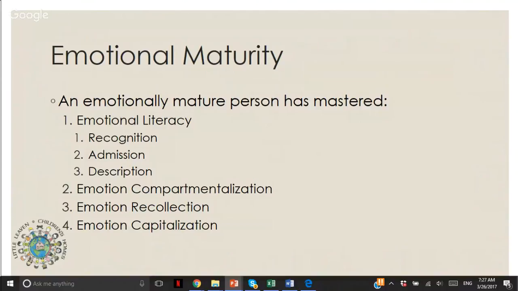There are 3 parts to being emotionally literate. First, recognizing the emotion. Second is admitting the emotion, because it's a whole different thing between recognizing that you're feeling an emotion and then admitting to it. And then describing that emotion. That's emotional literacy.